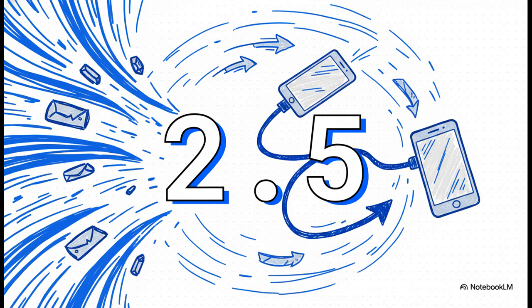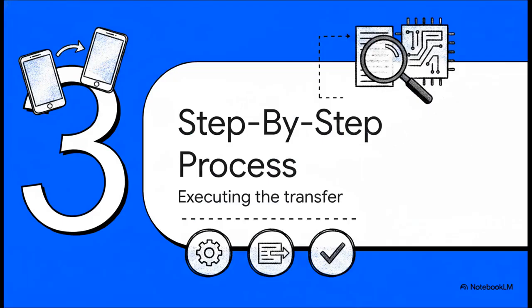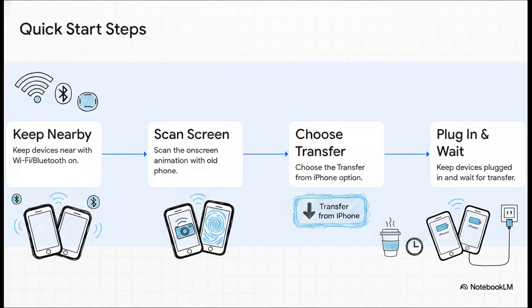In fact, tests have shown that using Quick Start over a wired connection can transfer an impressive 2.5 gigabytes of data per minute. To put that into perspective, that is roughly transferring an entire full-length HD movie every single minute. That kind of speed is just hard to beat if you want to get your phone set up and get on with your day. Which brings us to Section 3, the step-by-step process, executing a flawless transfer. We are going to distill Apple's dense documentation into hyper-clear, actionable steps so you can do this right now.